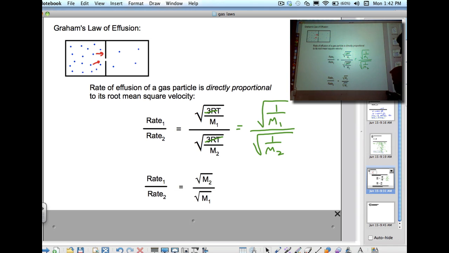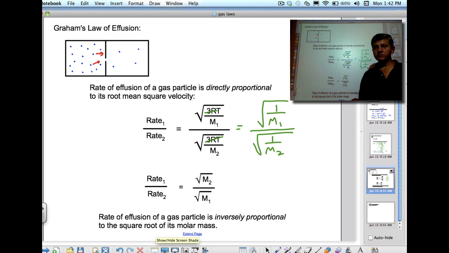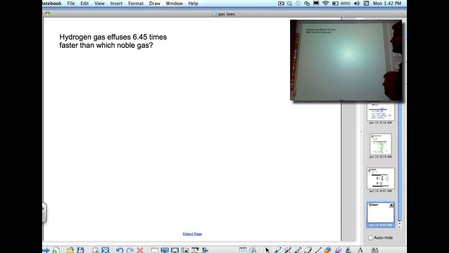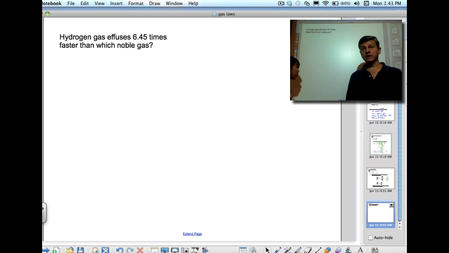Very good. So what that tells us now is that the rate of effusion of a gas particle at constant temperature, obviously, is inversely proportional to the square root of its molar mass. So that lets us solve problems like this. Suppose I am comparing the relative effusion rates of hydrogen and an unknown noble gas in order to identify the noble gas, and I find that hydrogen effuses 6.45 times faster than that. How do we use that information to figure out which noble gas we have?